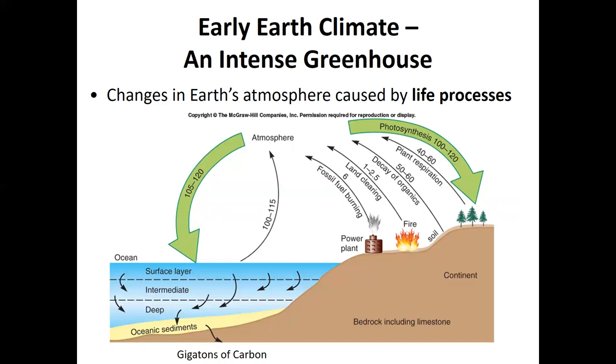It's part of what's called the carbon cycle. So we have carbon dioxide in the atmosphere, and then carbon dioxide dissolves into the ocean and it undissolves out of the ocean. So this is the amount that dissolves into the ocean, this is the amount that undissolves out of the ocean. Some of it gets buried. These are all in gigatons of carbon. Some of it gets trapped and buried in ocean sediments.